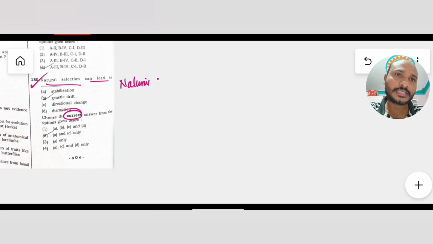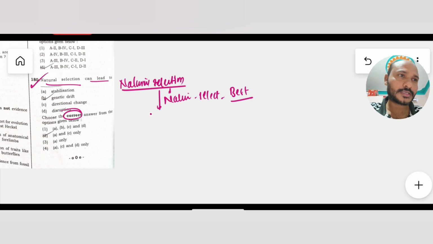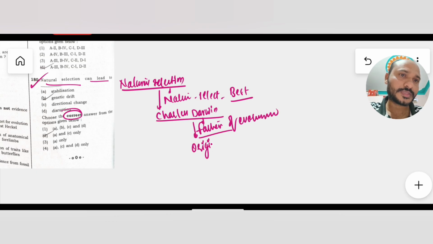Now natural selection. The literal meaning of natural selection is that nature selects the best one. This concept of natural selection was given by Charles Darwin, who is considered the father of evolution. He wrote one book, Origin of Species.